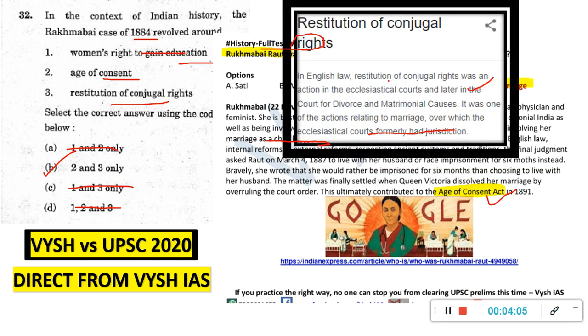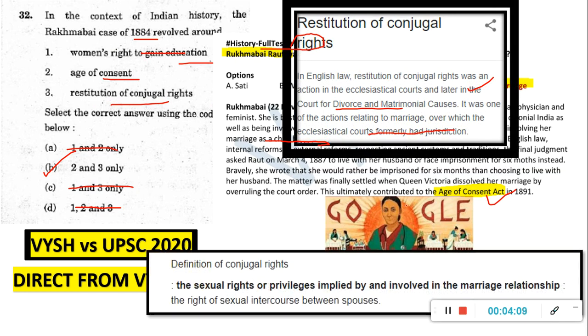In English law, it is something related to the matrimonial cases, the divorce cases and all. So the sexual rights, the privileges implied by and involved in the marriage relationship. This is the one which deals with conjugal rights. So the age of consent, the marriage, the sexual rights, all these things come under this. So the answer is 2 and 3.